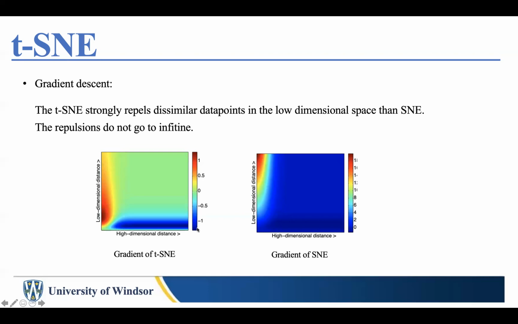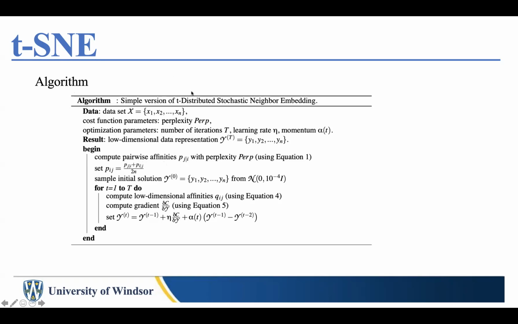Taken together, t-stochastic neighbor embedding puts emphasis on modeling dissimilar data points by means of large pairwise distance and modeling similar data points by means of small pairwise distance. This is the algorithm of the t-SNE.